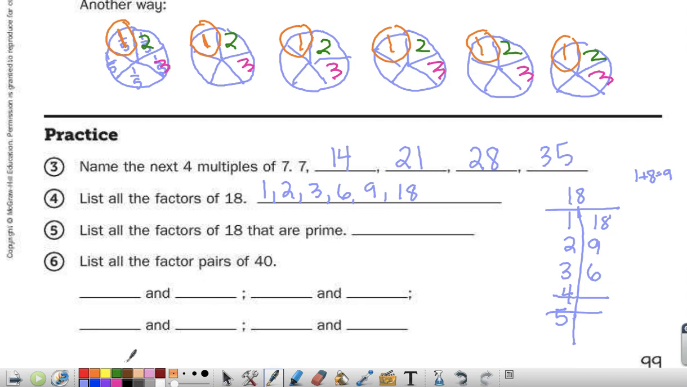List all of the factors of 18 that are prime. Well, I know 2 is prime because it only has 2 factors, 1 and 2. And I know 3 is prime because it only has 2 factors, 1 and 3. 1 is not prime or composite. 6 is an even number, so I know that 2 is a factor. 9 would have 3 as a factor, and 18 is even, so it has other factors, so my prime factors are 2 and 3.